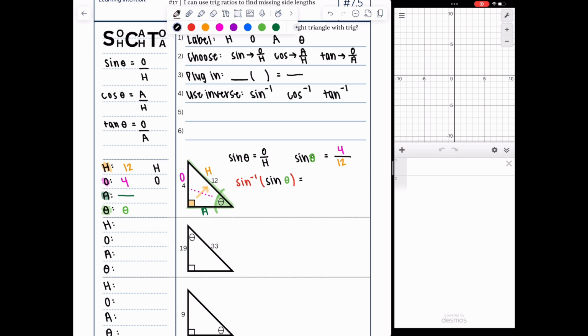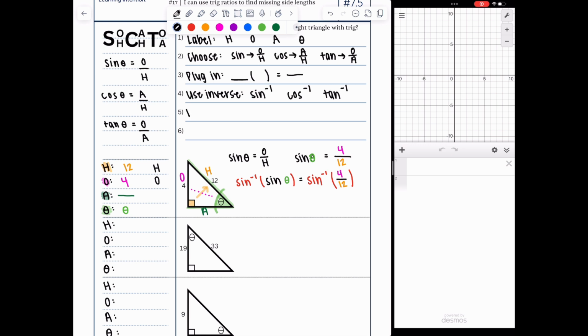So now I need to take the inverse sine of the actual fraction of opposite over hypotenuse, which was 4 over 12. I write my actual fraction without simplifying it, although you could do 1 over 3 if you wanted to. And now that I have the actual fraction complete, this is ready to go into a calculator. You'll notice these steps are pretty similar to the steps that we did for solving for a side. It's really just the calculator that makes it a little bit different.